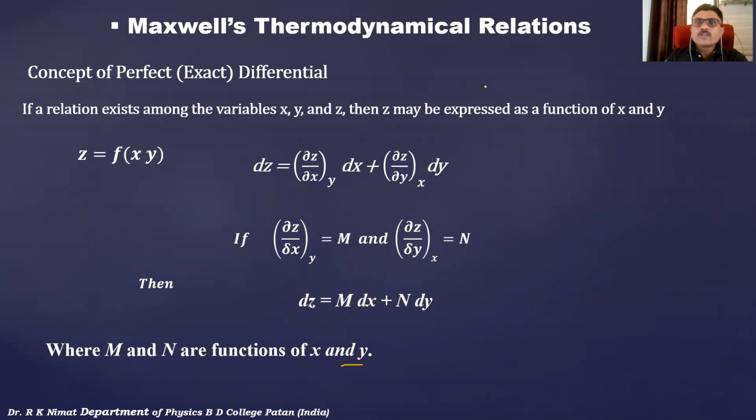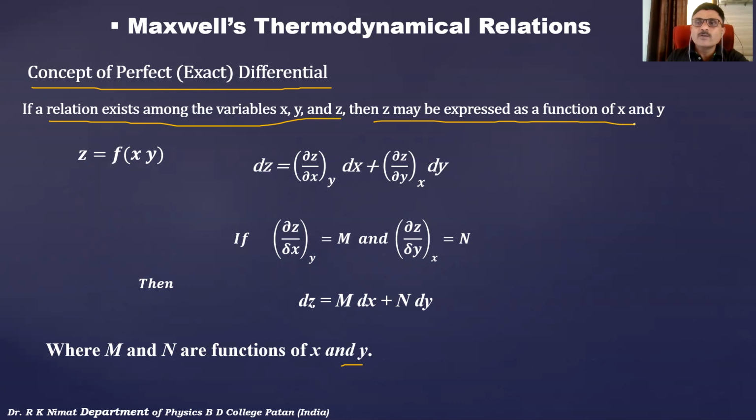Now, before actually deriving Maxwell's thermodynamical relations, we have to understand the concept of perfect differential or exact differential, because on this mathematical concept, Maxwell's relations can be derived using thermodynamic potentials. For that, let us assume that if there exists a relation among three variables x, y, z, then the variable z can be expressed as a function of x and y.